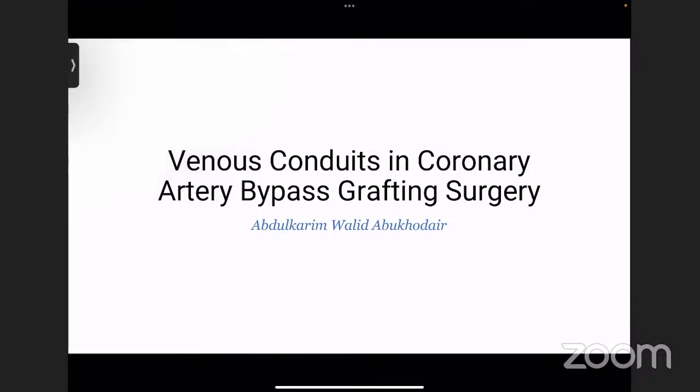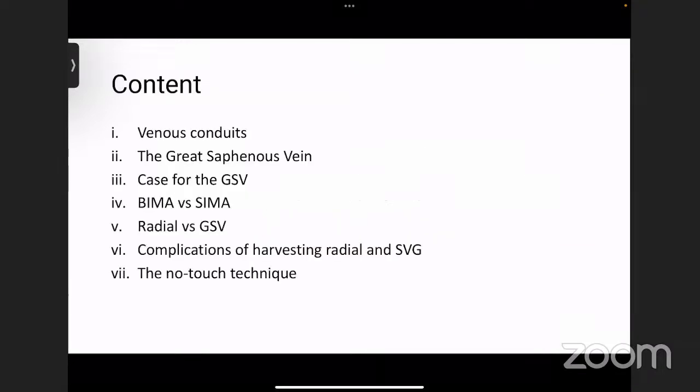So I'm going to defend essentially the venous conduit. It doesn't have a lot of people defending it at the moment. I think that possibly in the future, the LIMA and the saphenous vein will still be the most used conduits. This is my opinion.